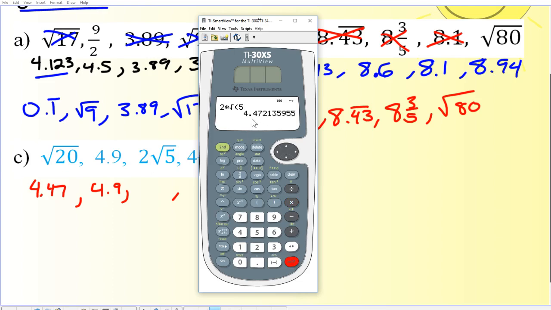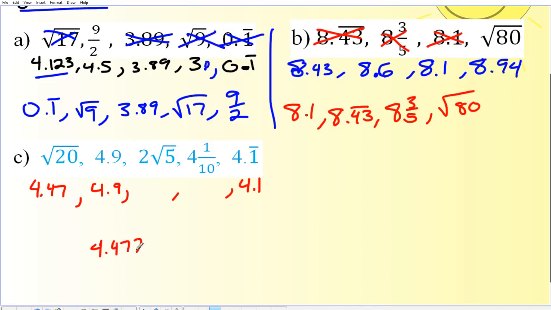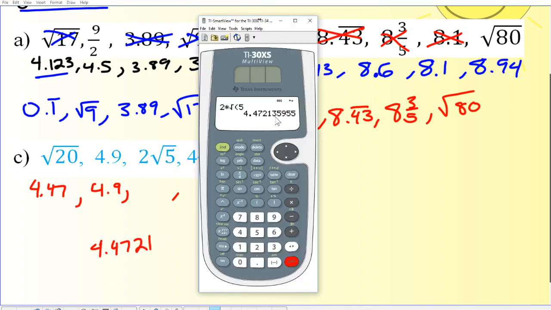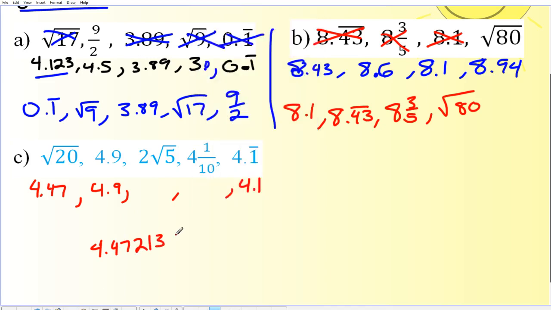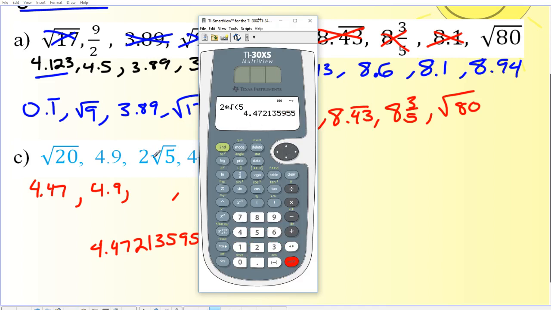Now, I doubt that these two things are identical. More than likely, what I need to do is I probably need to just get a couple more decimals. So 4.47. I'll write down the whole thing. 4.4721 35955. All right, let's do that first one again. So this is 2 square roots of 5. 4.472135955. All right.